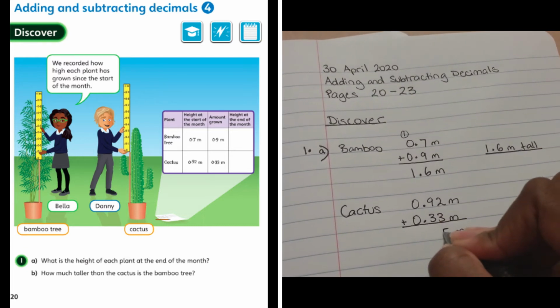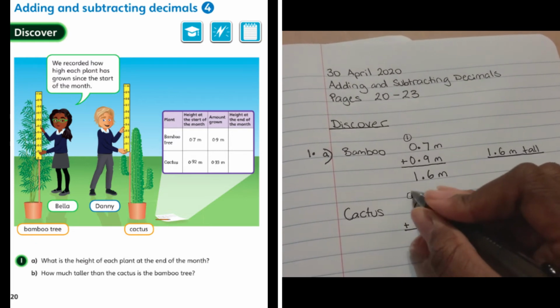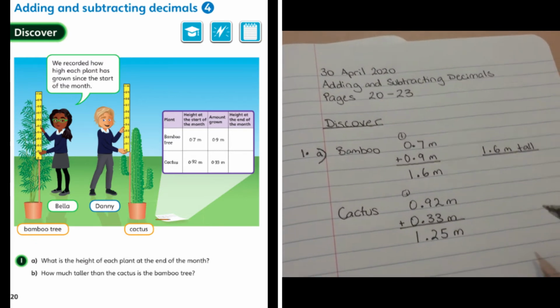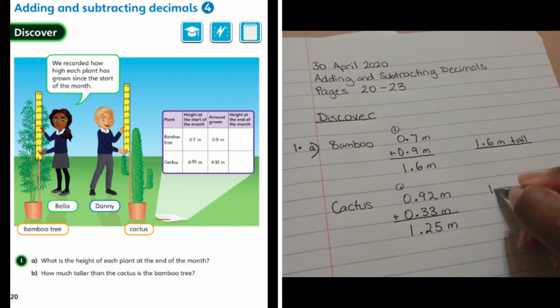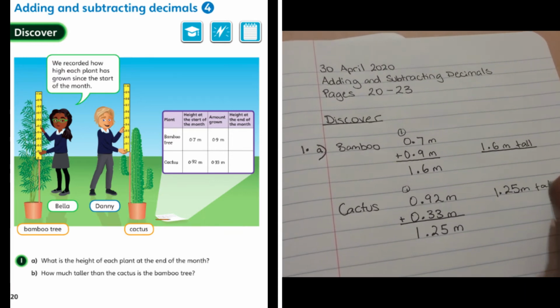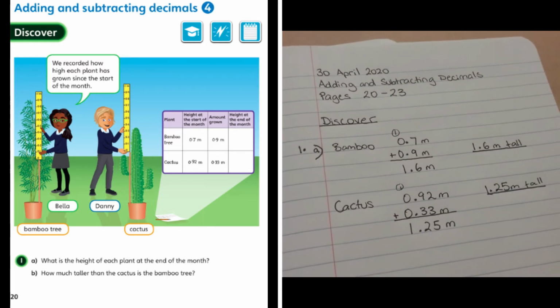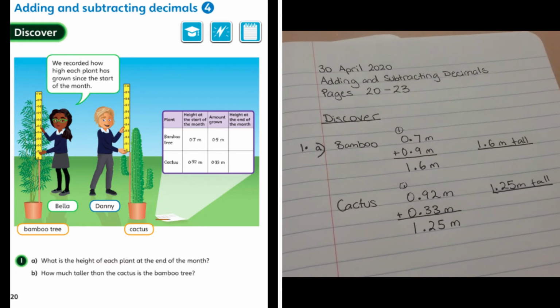2 and 3 makes 5. 9 and 3 makes 12. So I carry over my 1. 1 plus nothing is 1. So at the end of the month, the cactus plant is 1.25 meters tall. There we go. What about question B?